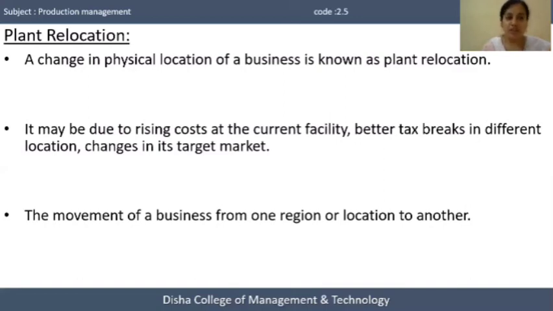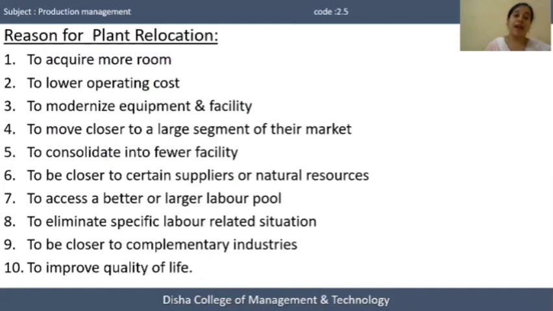So plant relocation means what? Plant relocation, we can say, is the movement of a business or an industry from one region or one place to another place. It is due to various reasons. Next, I will discuss various reasons for plant relocation.